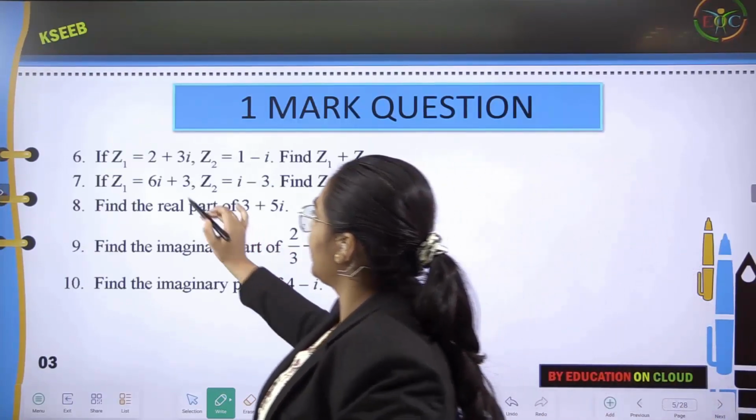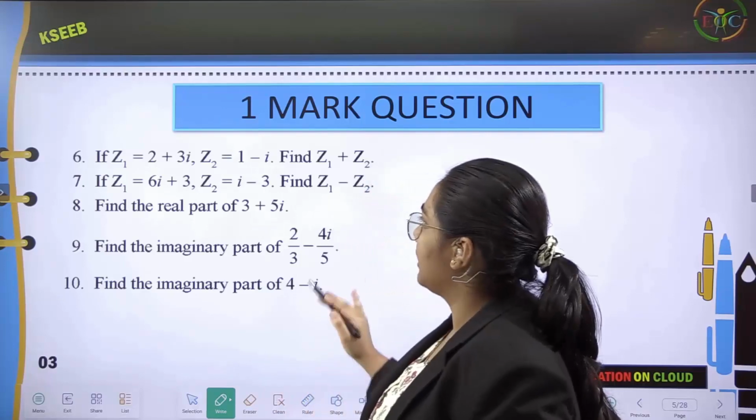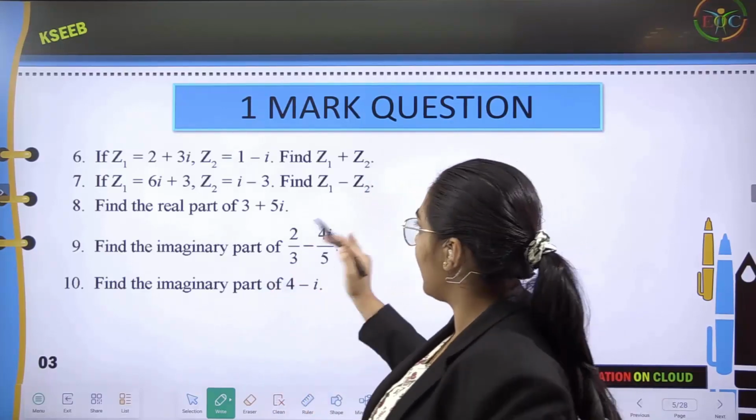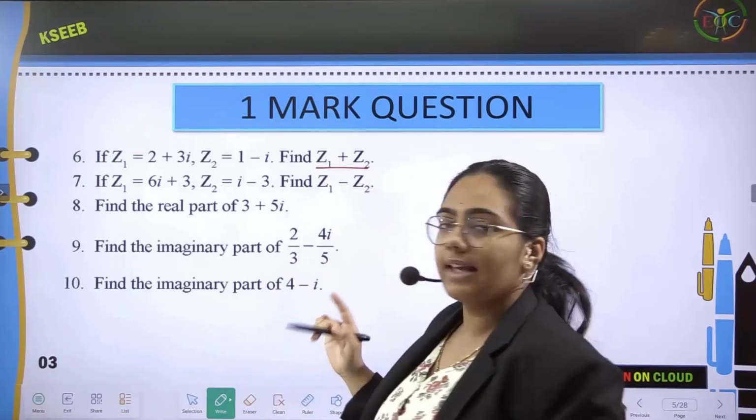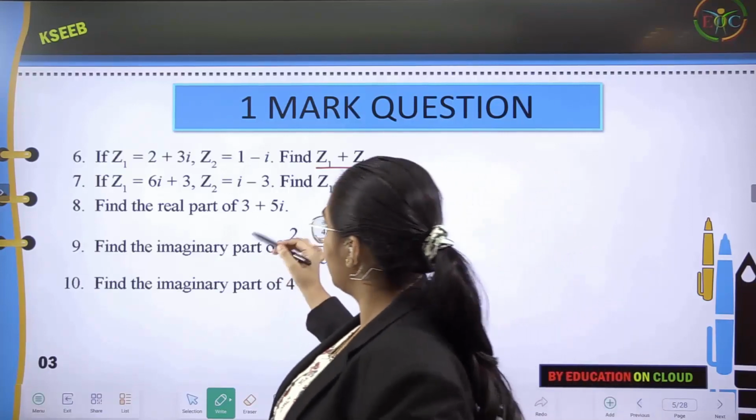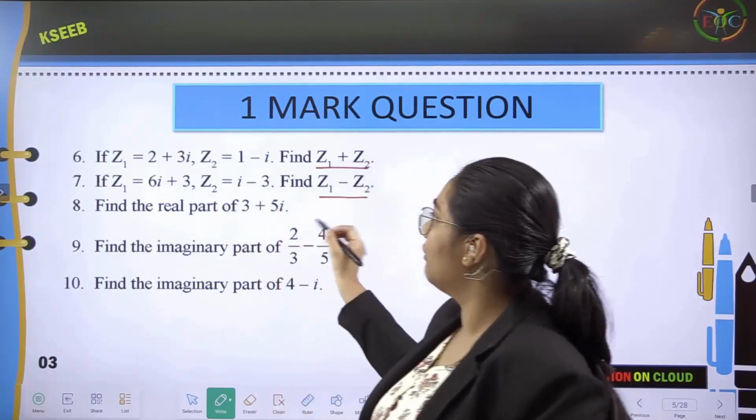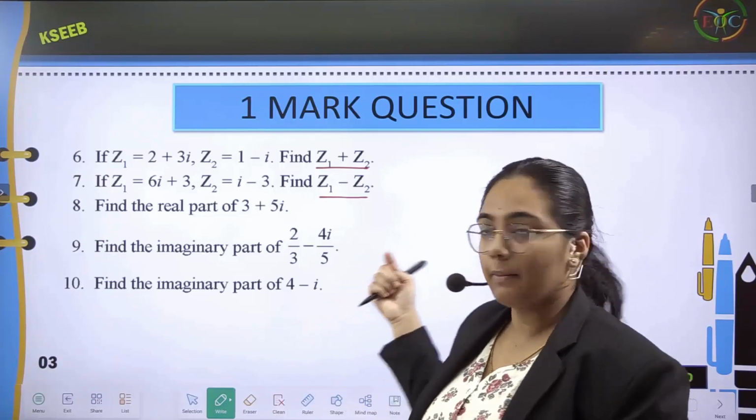If z1 is equal to 2 plus 3i, z2 is equal to 1 minus i, you have to find z1 plus z2. Similarly, the next question is to find z1 minus z2.